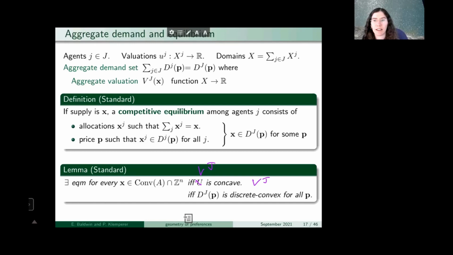So I thought for a moment I might need to know about the aggregate valuation, but no, I need to know about the demand set at every price, the aggregate demand set at every price, and whether that's discrete convex or not. And so that's the way I'm going to think about it, because for me, and I think also for Paul, this is just so much easier to think about.